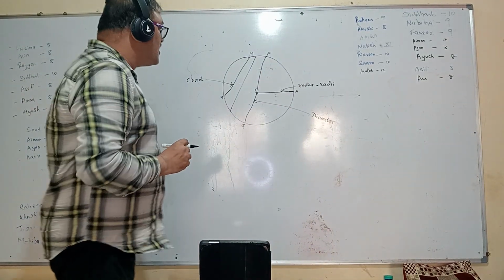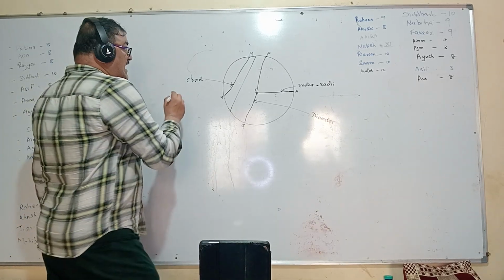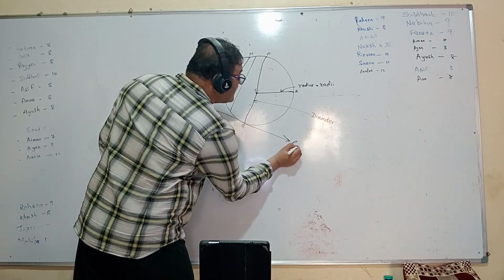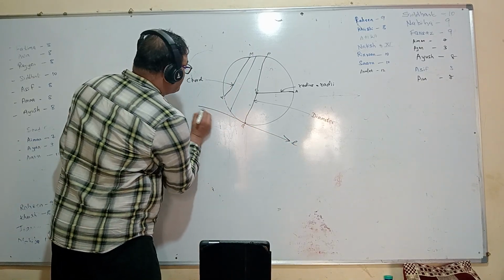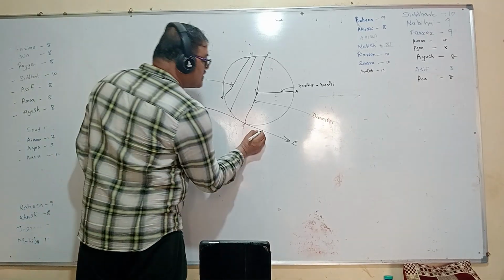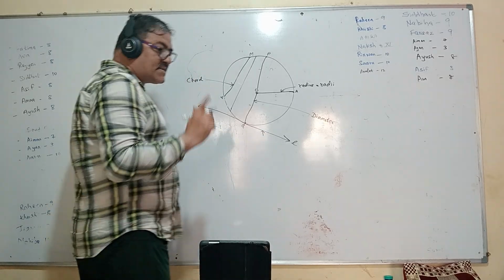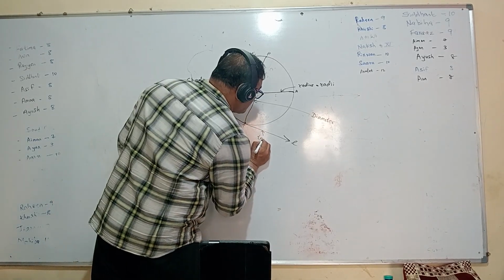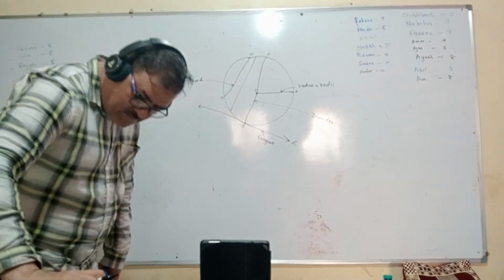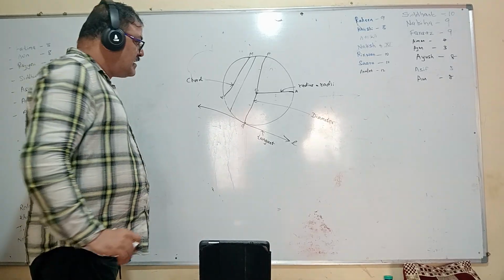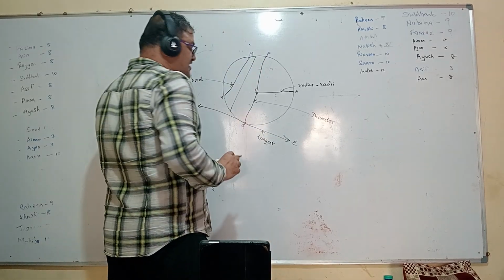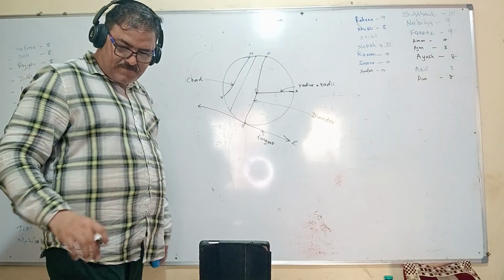Now, what else? See, a line which is touching the circle in one point. This is line L. It is touching the circle in one point, point Q. So, what is this line L called? A line which is touching the circle in one point is called a tangent of the circle. Tangent.